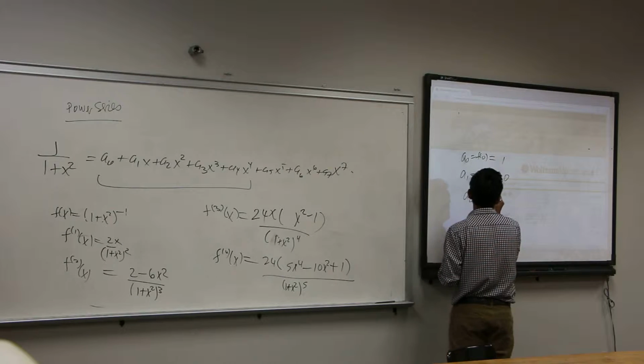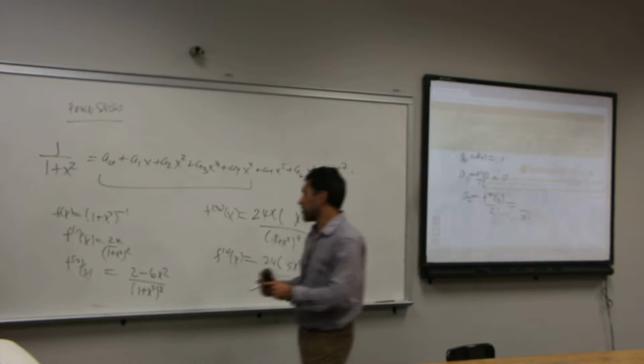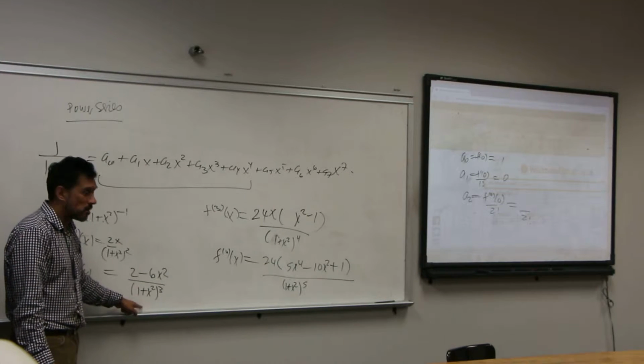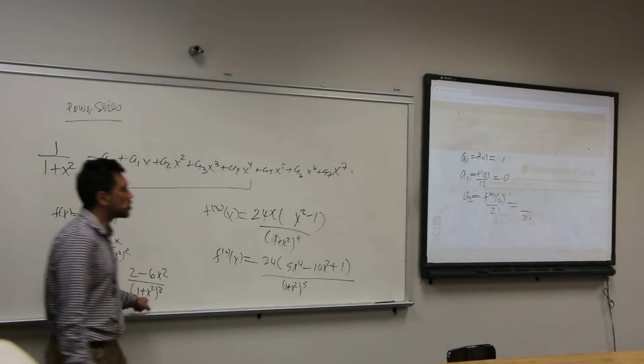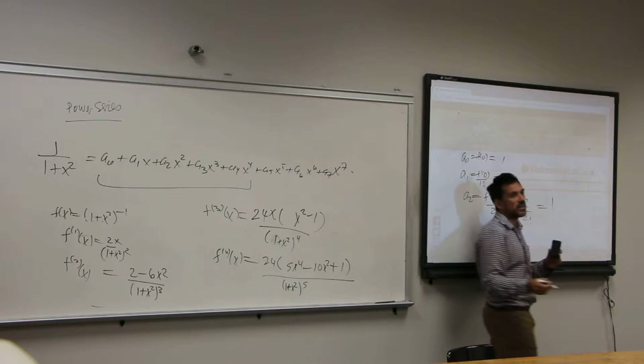And a2 is what? The second derivative at 0 divided by 2 factorial. What's the second derivative evaluated at 0? 2. 2 over 1, which is 2. So a2 is 1.